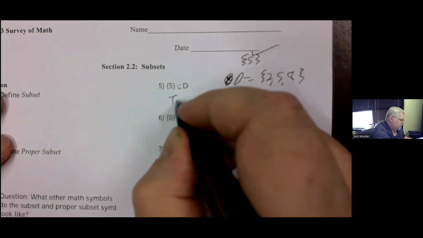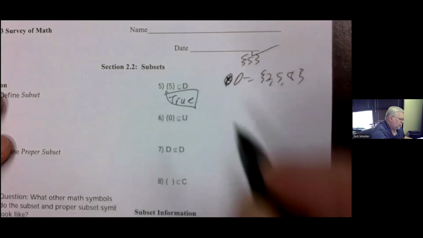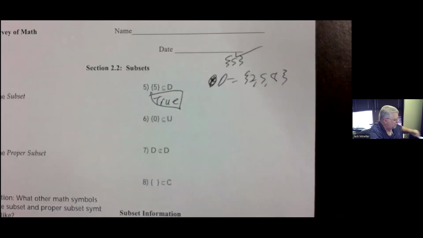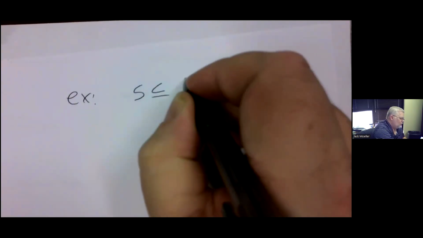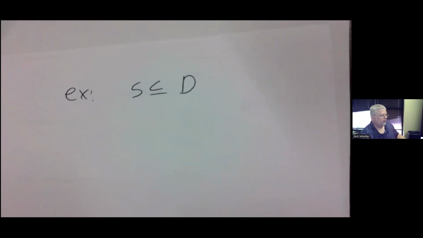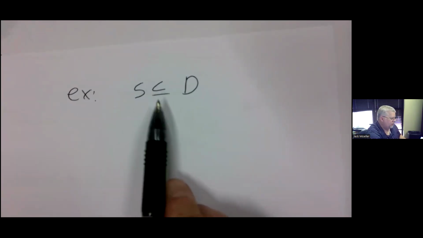That's good, so that would be true. Okay, now let me show you how that could be false. I mean, there's a number of ways, but what if I gave you this? So I didn't put the curly brackets. So is 5 an element, a subset of D?